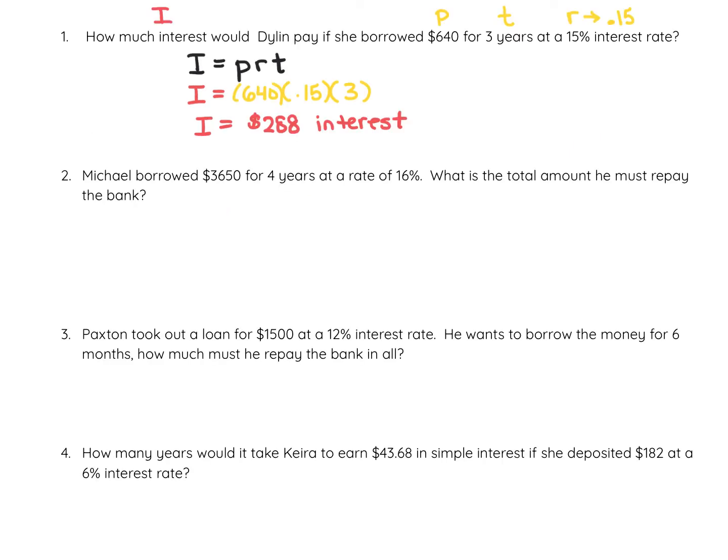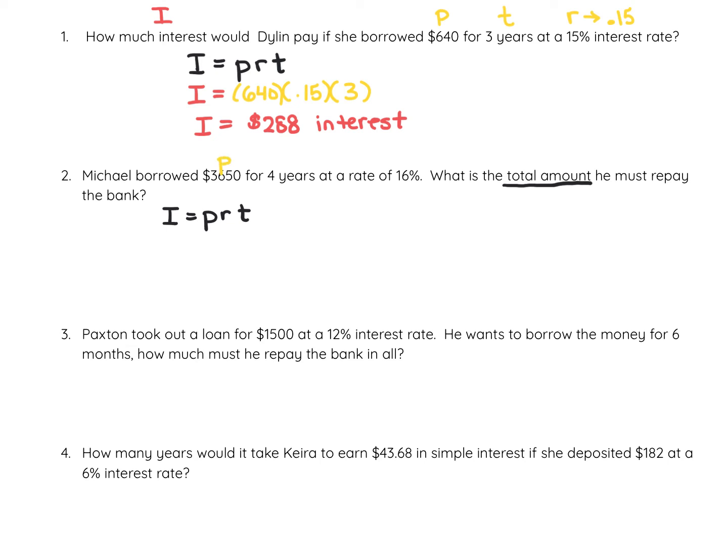Now we're going to look at question 2 because it's just a little bit different. So Michael borrowed $3,650 for 4 years at a rate of 16%. What is the total amount he must repay to the bank? The first thing that I'm going to do is write down my formula, and you are going to write this down as well. Now I'm going to figure out what my I, P, R, and T are. Well, he borrowed $3,650.